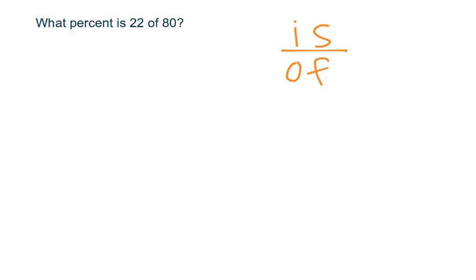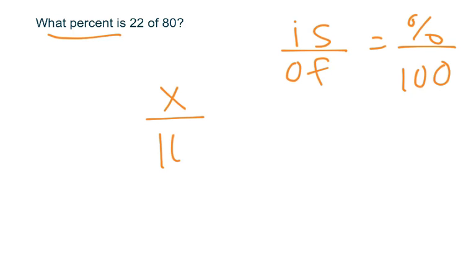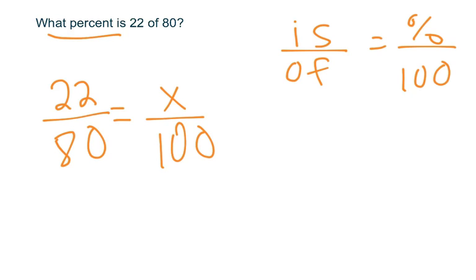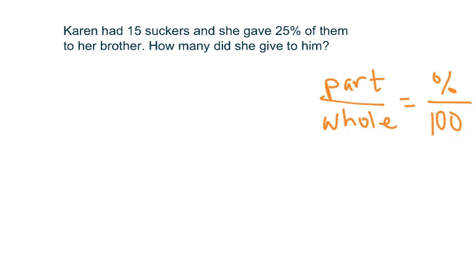So one more time, here is our proportion. Still don't know the percent. Says what percent? We don't know. Is 22. Is goes on the top. Of 80 goes on the bottom. You're going to cross multiply. X should equal 27 and 5/10. If you're good with this so far, then we're going to keep going. If not, hit the back button and go through these slides again.